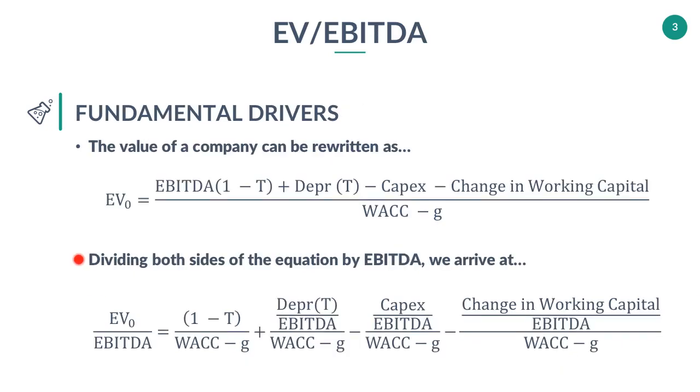By dividing both sides of the equation by EBITDA, we see the fundamental drivers of enterprise value to EBITDA are operating income growth, the company's tax rate, reinvestment rate, and their cost of capital. Specifically, a lower growth rate, higher tax rate, higher reinvestment rate, or a higher cost of capital would lead to a lower EBITDA multiple.